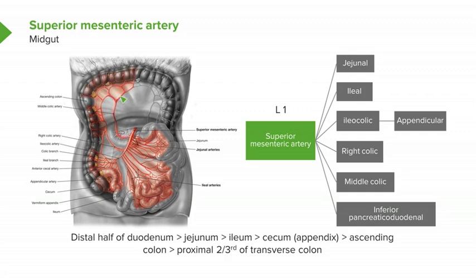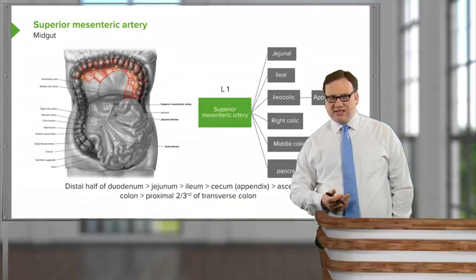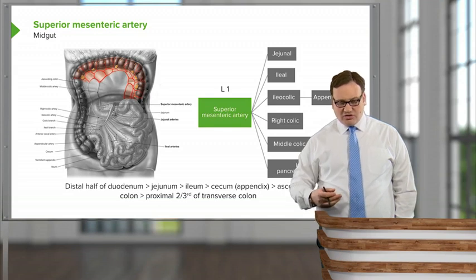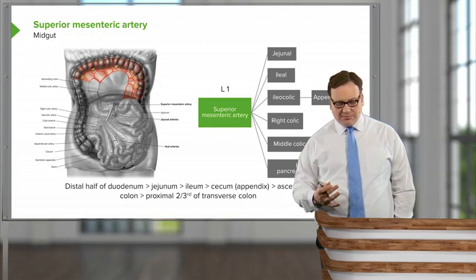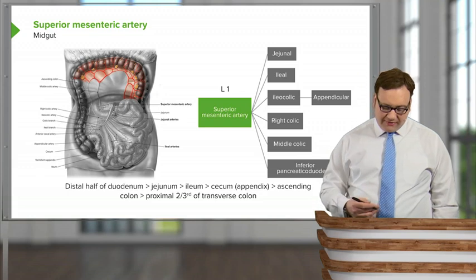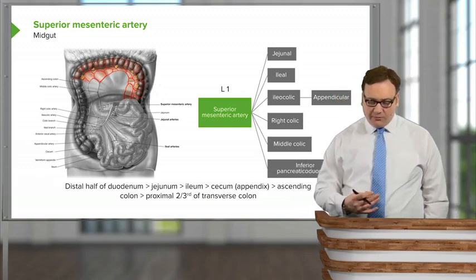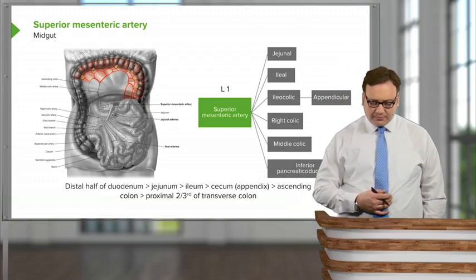The middle colic artery is important because that passes up and that contributes to this marginal artery, which we'll come back to in a moment. And that runs along the inside of the transverse colon. And these colic arteries feed into it, the middle colic specifically. We also have the inferior pancreatico-duodenal artery, and we spoke about that when we looked at the arterial supply to the foregut.